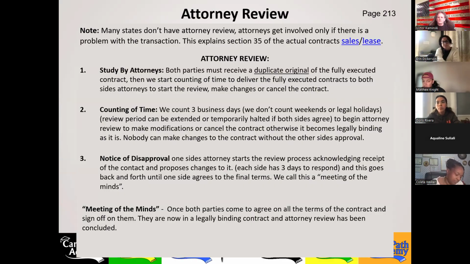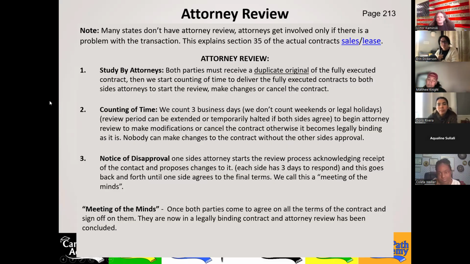CIS. Once they both sign a contract. Should have given that CIS before that. Once they sign a contract, what do you give them right away? The attorney review, attorney general memorandum. A duplicate original of the contract they've signed. Right?